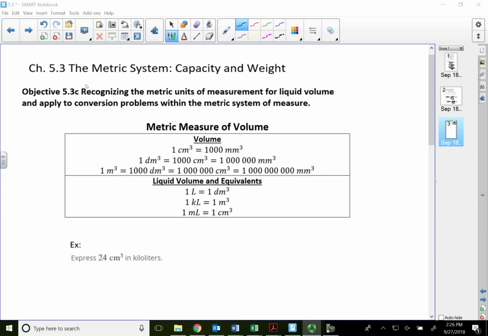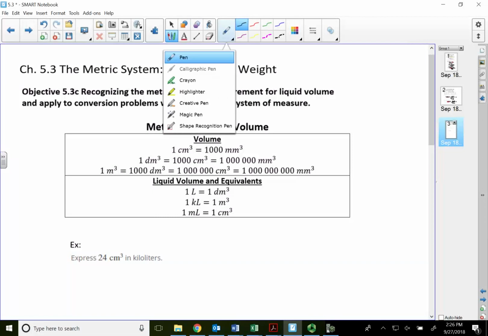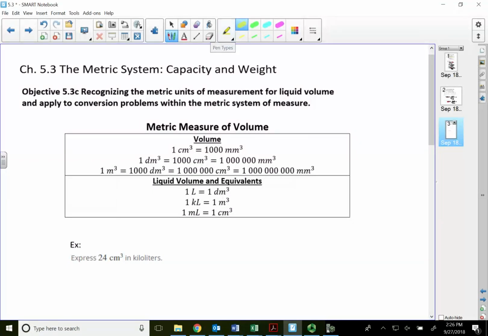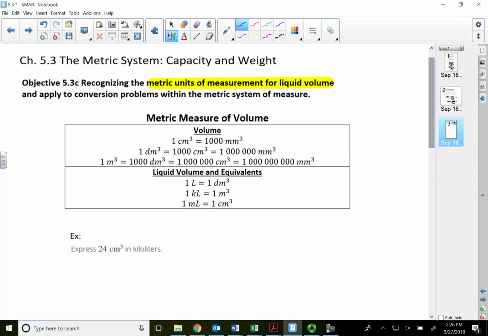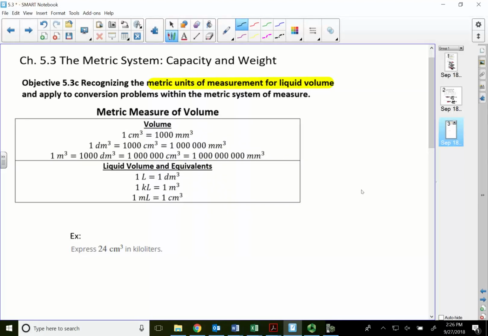All right, welcome back to Module 5.3 once more. In this lecture video, let's take a look at the metric unit of measurement for liquid volume. Before I begin, let's take a look at what we have done so far in Module 5.